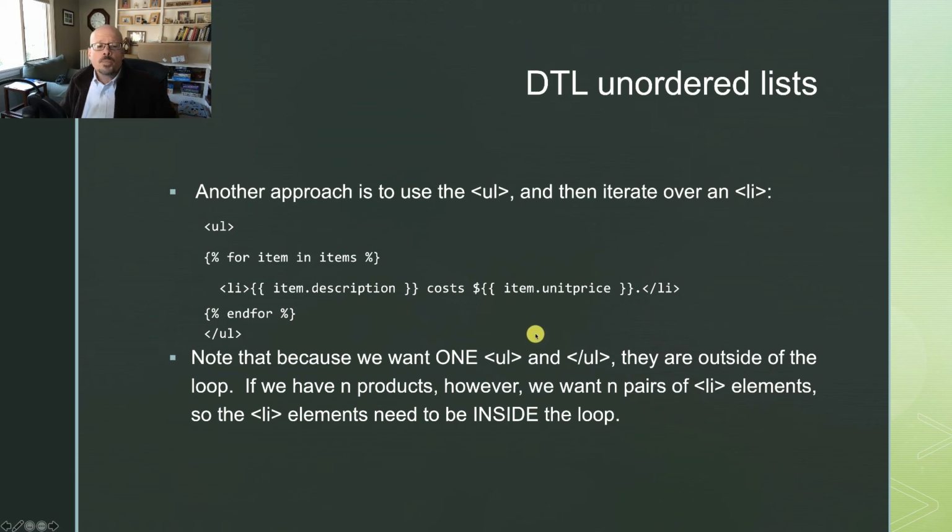Now, another approach you could use with a for loop is you could use an unordered list. So for an unordered list, you could create a UL, and then you could iterate using the structure that I showed you a minute ago.